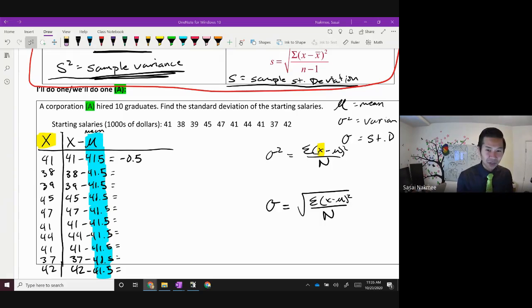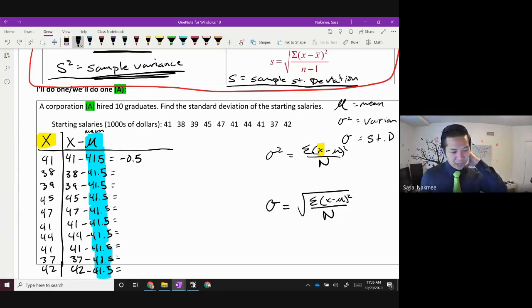Anyways, what I was saying is, when you do this in the future, you don't need to write all this down. You can just write this part. You don't need to write down 41 minus 41.5, you can just write the 0.5. Does the 0.5 go on the other row? No, it's supposed to be in the same row.